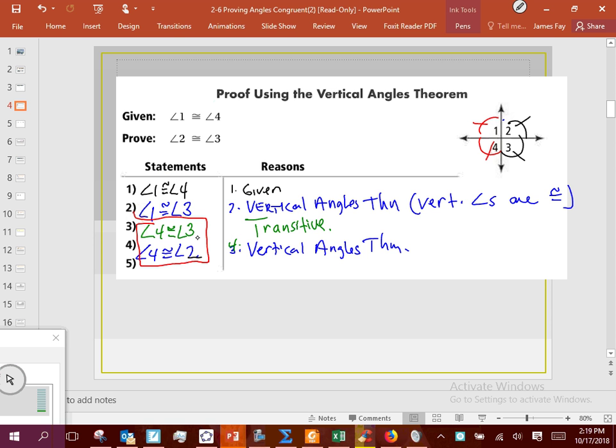Can I go, maybe, 3 goes to 4, but 4 goes to 2? Does that make sense? So I always try to take that common term and put it in the middle of my phrase when I start stating it. 3 to 4, 4 goes to 2.